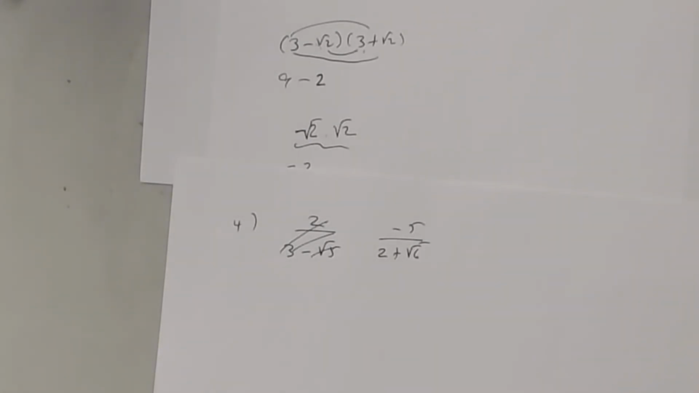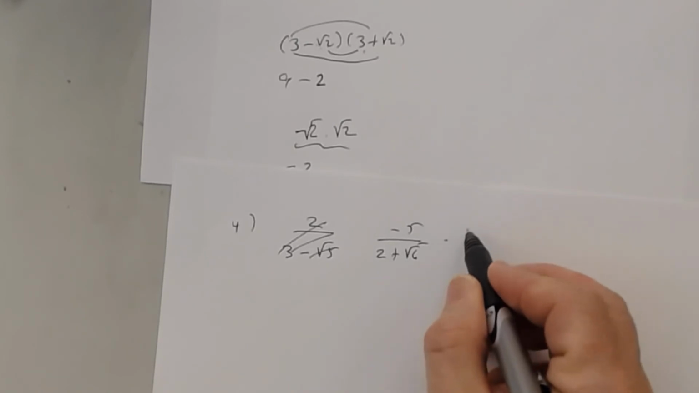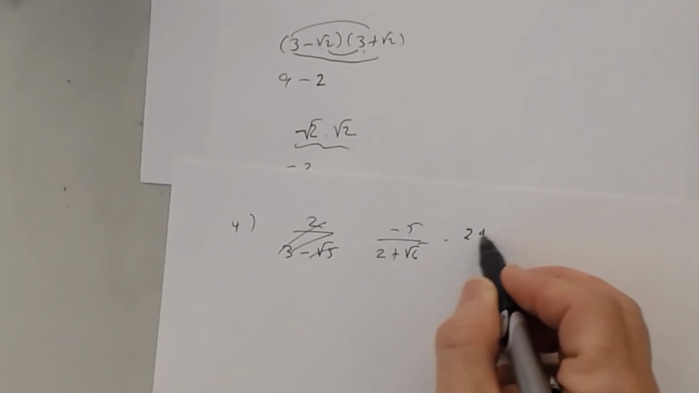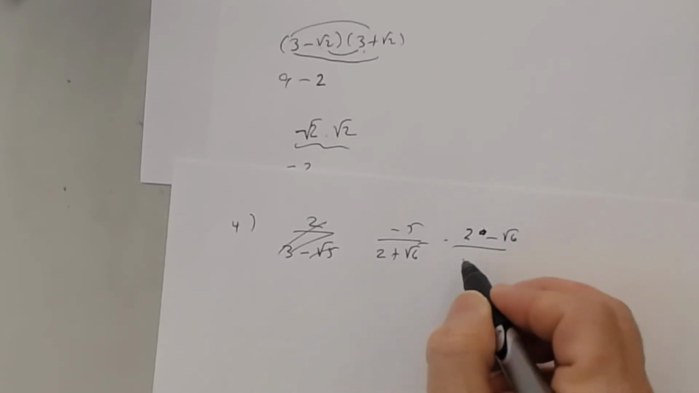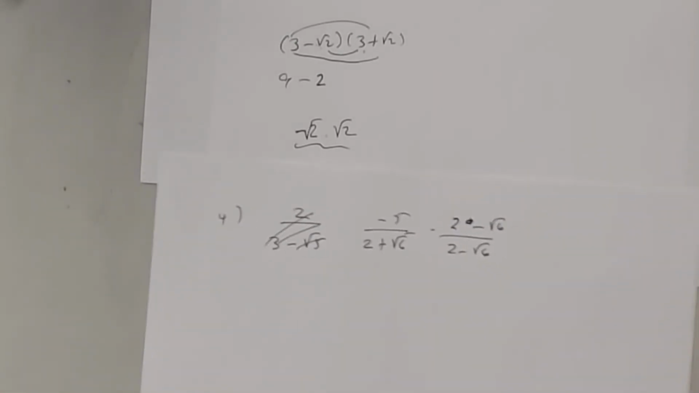Okay, I want to rationalize the denominator. So right now my denominator is what kind of number? Irrational. How many terms do you see? 2. You now know that to make this binomial a rational number, I am going to have to use its what? Conjugate. And what is the conjugate of 2 plus the square root of 6? 2 minus the square root of 6. So first thing you're going to do is multiply both numerator and denominator by 2 minus the square root of 6. Okay, now what's the next step?